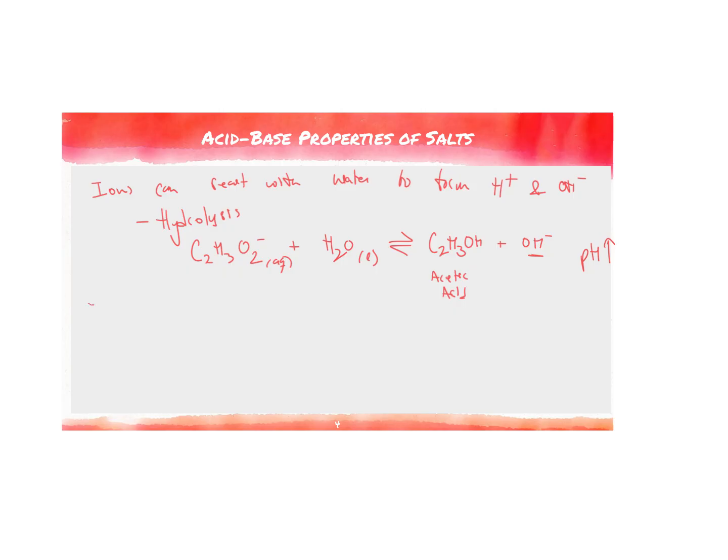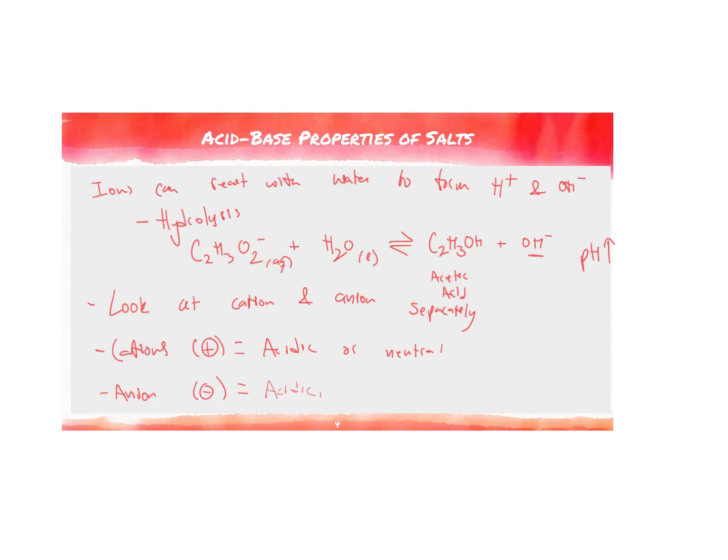And to determine if a salt is an acid or a base, you need to look at the cation and anion separately. Cations, or positively charged ions, can be acidic or neutral. The anion, which is the negative charge, can be acidic, basic, or neutral. And we'll go over both of these cases now.